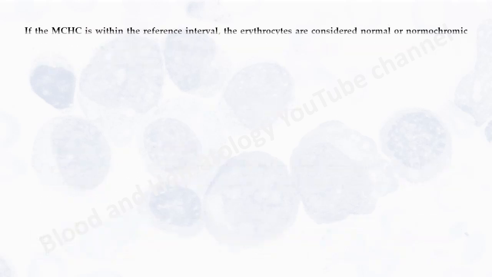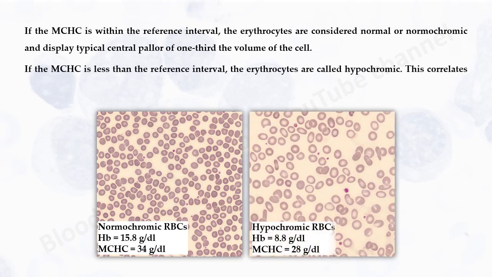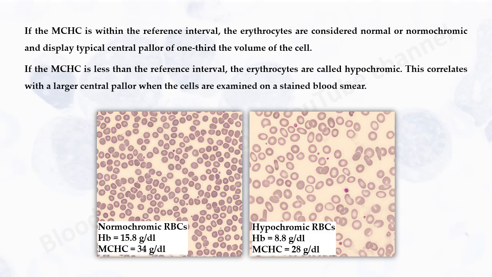If the MCHC is within the reference interval, the erythrocytes are considered normal or normochromic and display typical central pallor of 1/3 the volume of the cell. If the MCHC is less than the reference interval, the erythrocytes are called hypochromic. This correlates with a larger central pallor when the cells are examined on a stained blood smear.